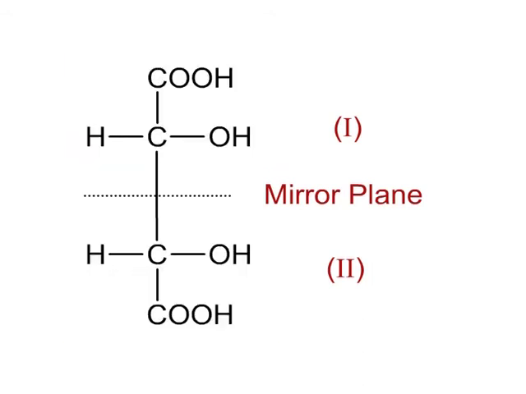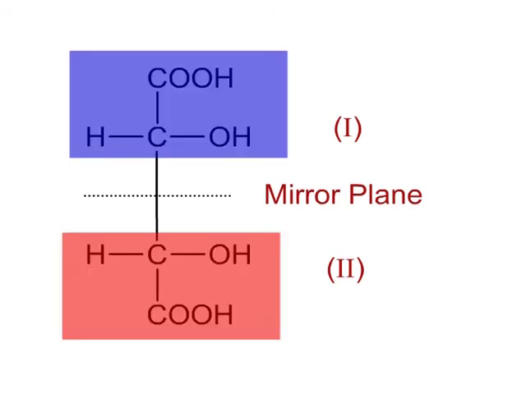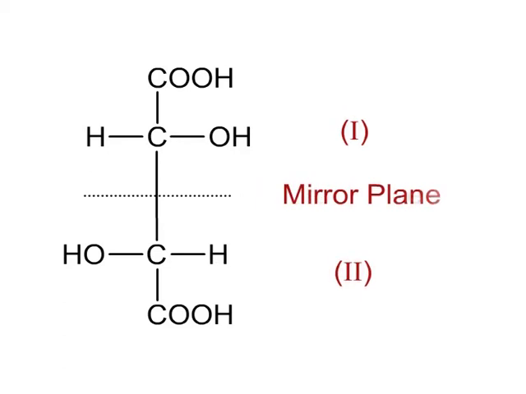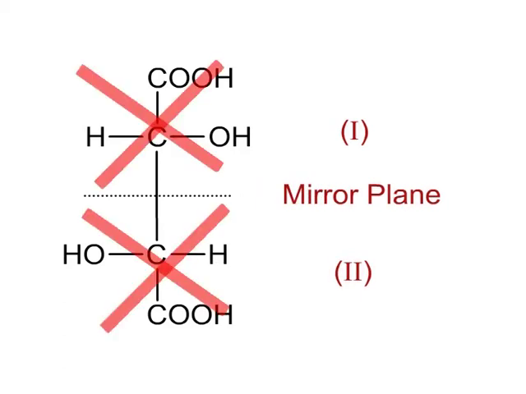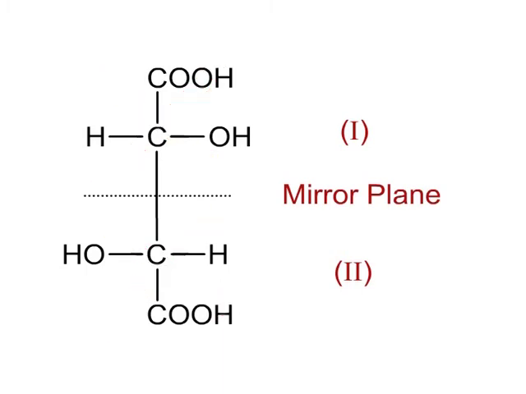So in this molecule a plane of symmetry is present. In the form shown on the screen, two parts from the center are not mirror images and it lacks a plane of symmetry. 1 and 2 are not mirror images. Hence, plane of symmetry is absent in the molecule.